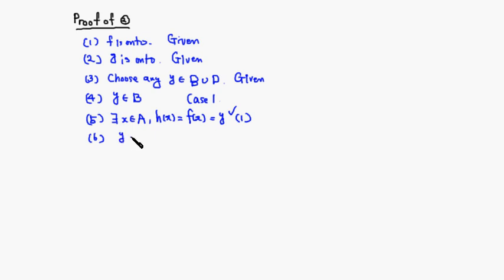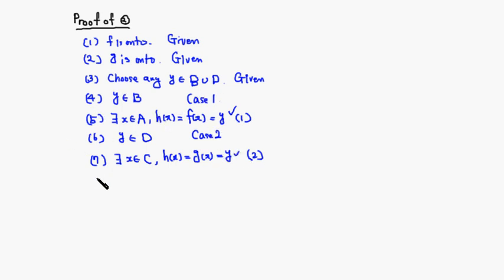What happens if y happens to be in D? This is case 2. If y is in D, then there exists an element x in C such that h of x and g of x are the same thing, and is equal to this y. That comes from the fact that g is onto.